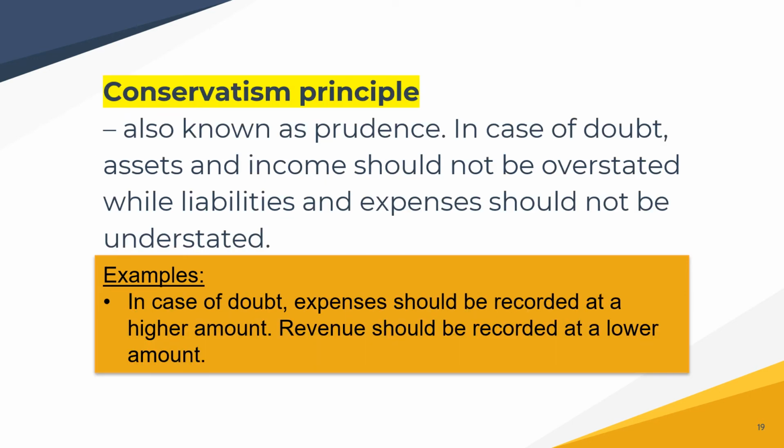Second to the last is the conservatism principle. It is also known as prudence. In case of doubt, assets and income should not be overstated, while liabilities and expenses should not be understated. Meaning nito, kasi if sinobrahan natin yung assets and income natin, nakakaganda kasi ng isang kumpanya or isang business yung asset and income. Kapag masyado natin siyang in-overstate, parang magkakaroon tayo ng false idea or false result of operation ng business natin.